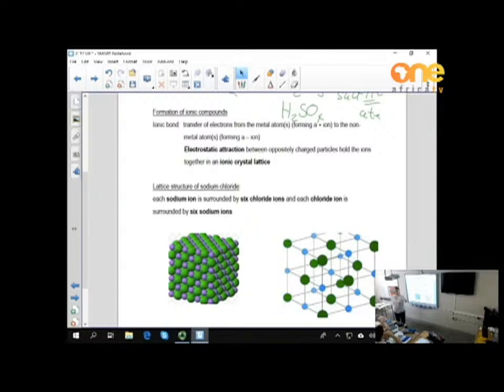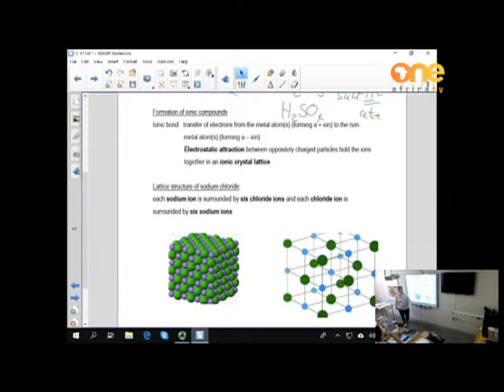Metal bonding onto a non-metal. What does the metal do? Loses its electrons. What does the non-metal do? Gains electrons. We have a positive ion and we have a negative ion, and they attract. Coulomb forces are strong electrostatic forces.